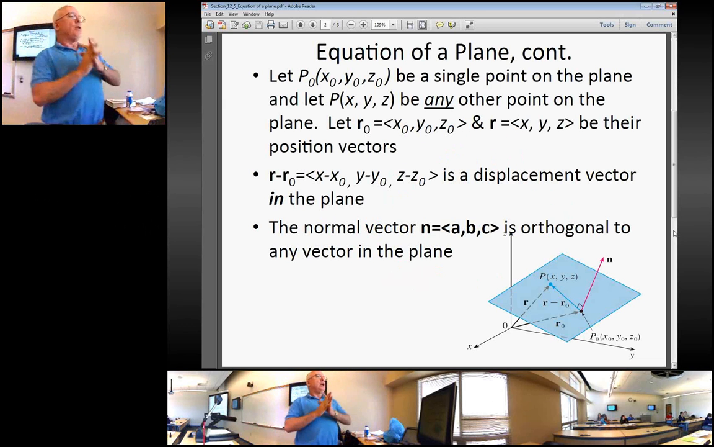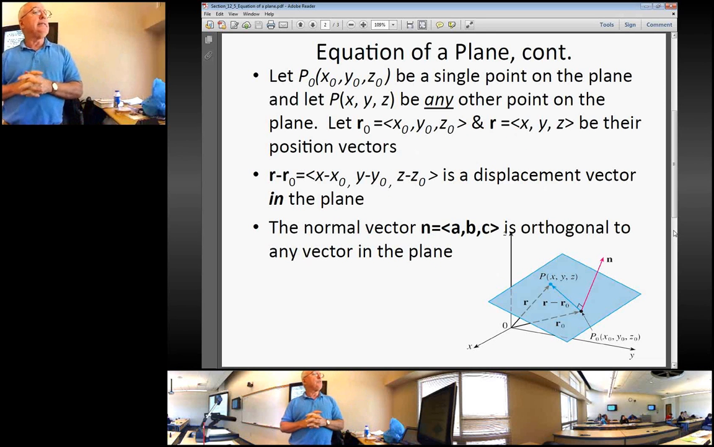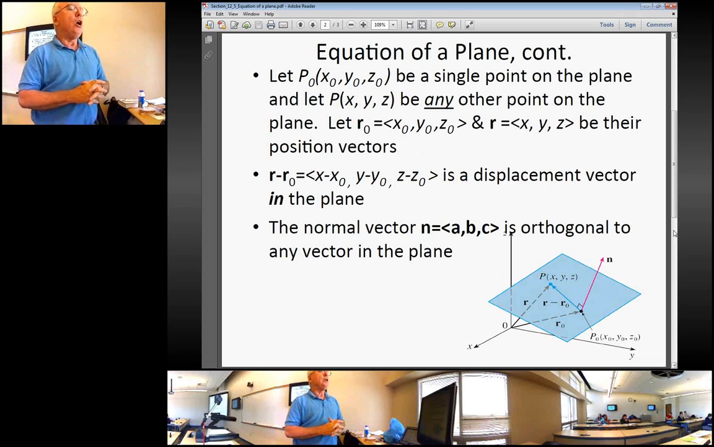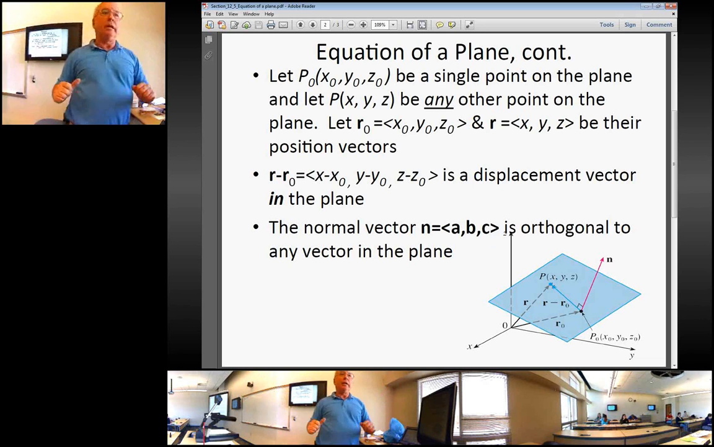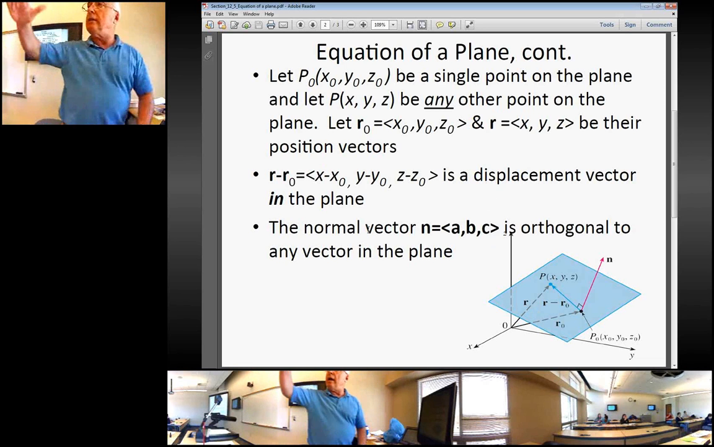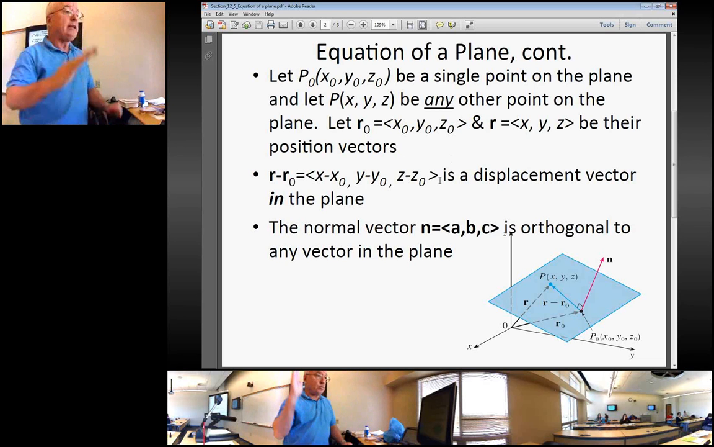So let's go to the next thing. Here's repeating a lot of what I just said. P naught is a single point on the plane. P, x, y, z is any other point on the plane. Now here it talks about the position vectors. R naught is the position vector of P naught. In other words, it starts at the origin and goes to P naught. R is our direction vector from the origin to any general point on the plane. So the difference of those two vectors is the displacement vector, and that's right there on the plane. That's the difference between x, y, z and x naught, y naught, z naught, the difference in their components.